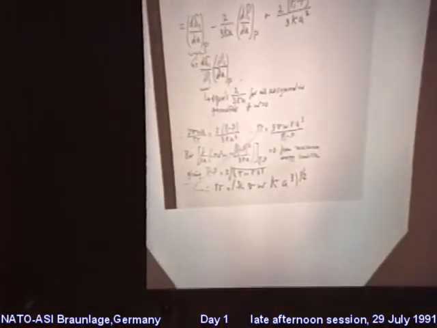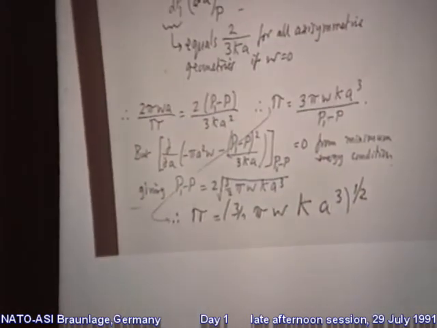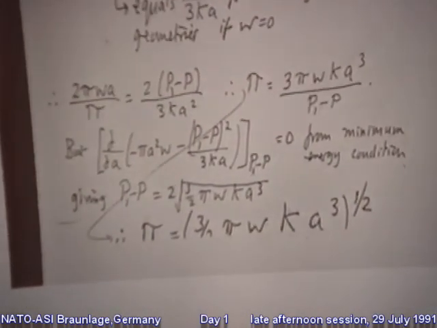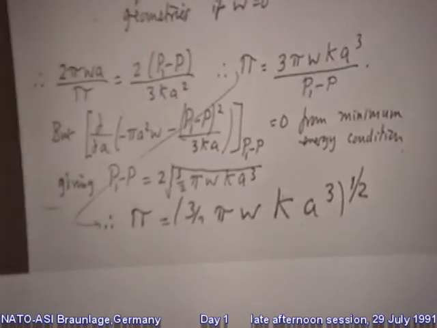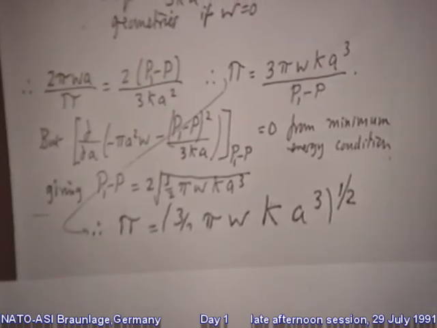Pi is equal to something, various numerical factors. It's got a W in it, it's got a K, the elastic constant, and it's got an A to the 3 halves. And that's what this gives you. So that, if you like, is one proof that the effective force is not proportional to the contact area.